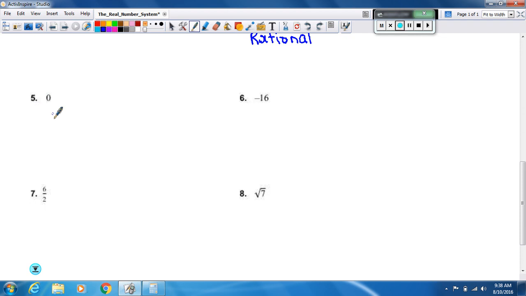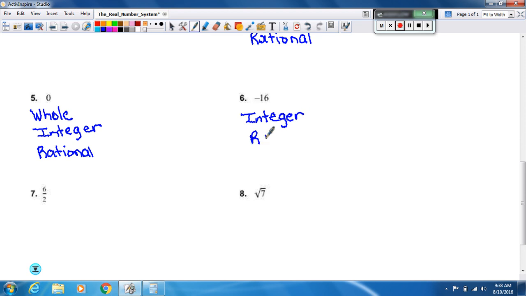Zero, you do not count with 0, so it is not a natural number. It is a whole number. It is found on the number line as an integer. And it ends, so it's rational. -16, you don't count with negative numbers. It's not a whole number because those are counting numbers with 0. It is an integer because those are allowed to be negative. And it ends, so it's rational.